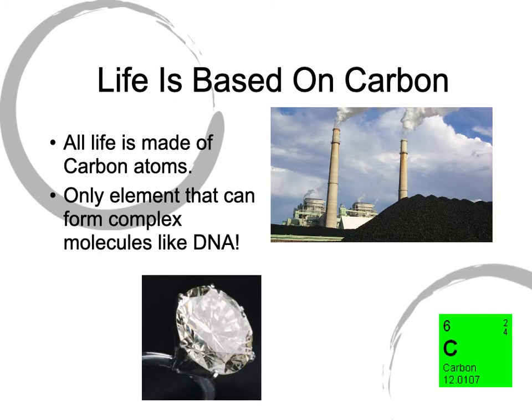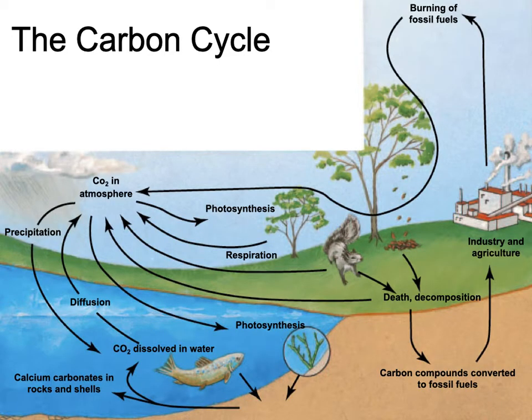And you're familiar with carbon. It's what makes up diamonds. It's also what makes up coal, right? But it makes up significant parts of our bodies. So let's look at the carbon cycle, okay? The carbon cycle is just how carbon cycles through the atmosphere.